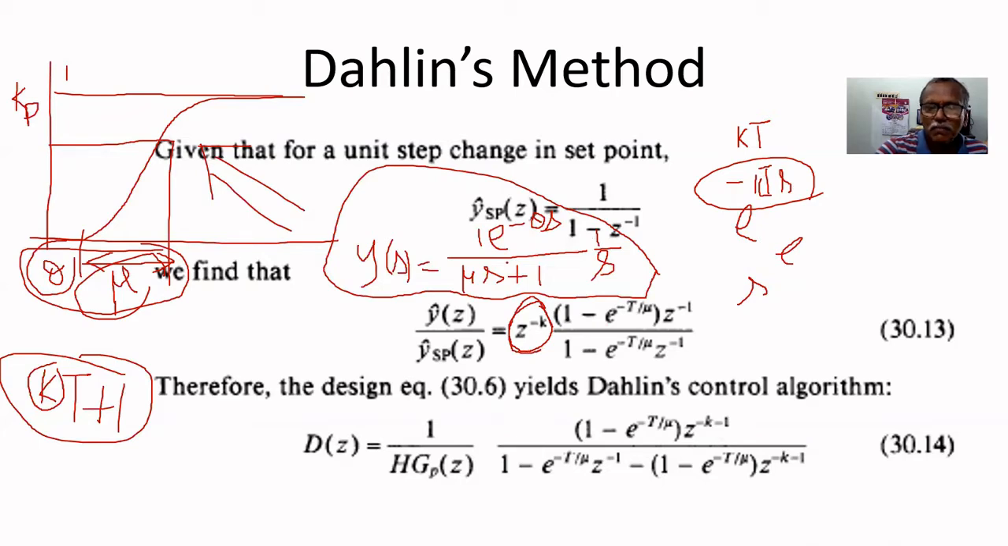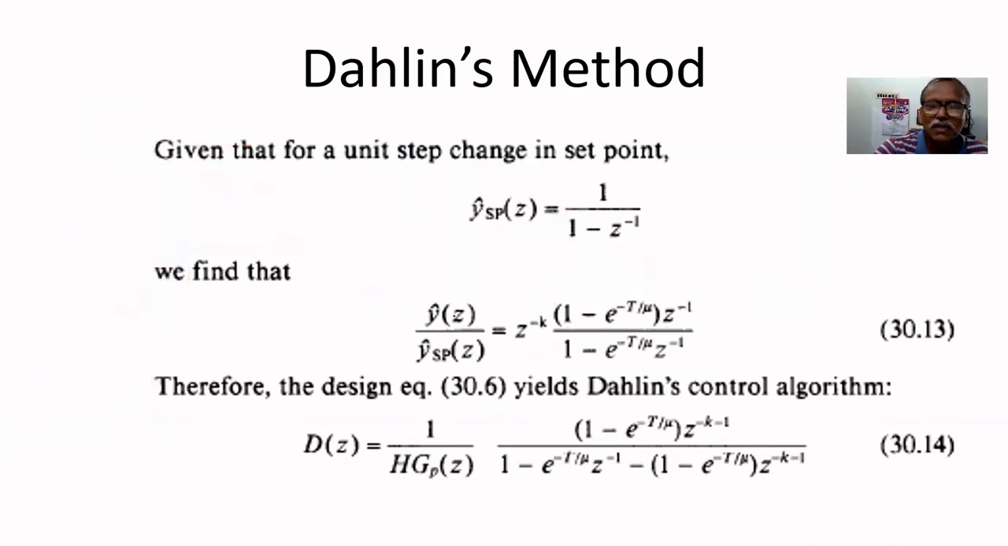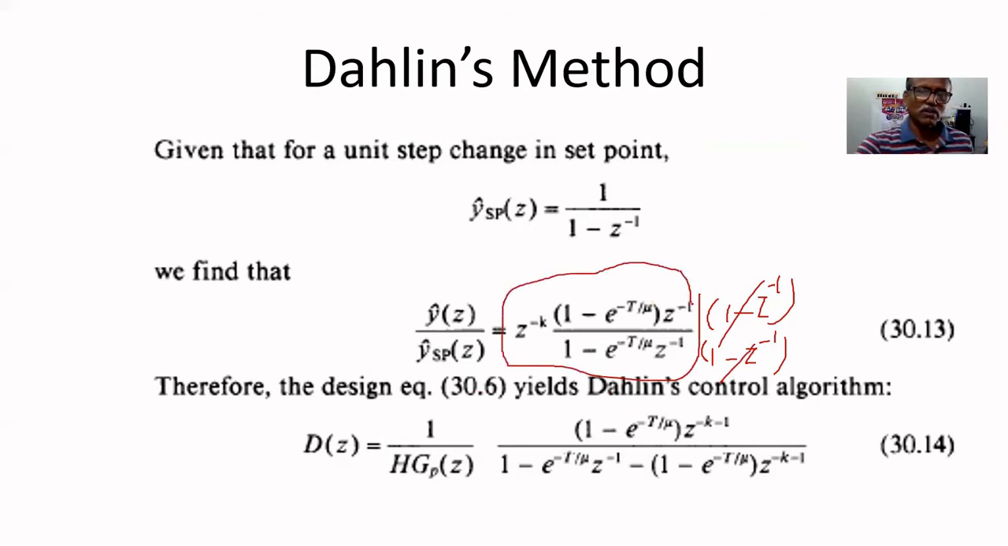And if you obtain the z transform for this and divide by y set point of z, what is y set point of z? Y set point of z is 1 by 1 minus z power minus 1. Here you will get one term 1 minus z power minus 1, and for y set point of z, because it is in the denominator, it comes to the numerator, 1 minus z power minus 1. These two get cancelled. Therefore, y of z by y set point of z, you got this.